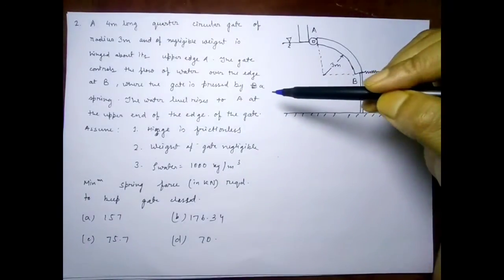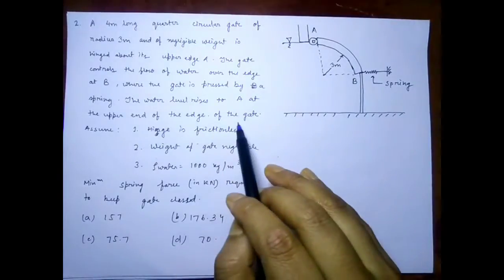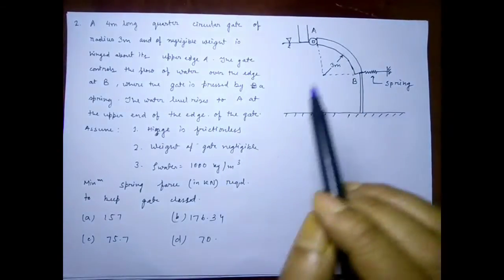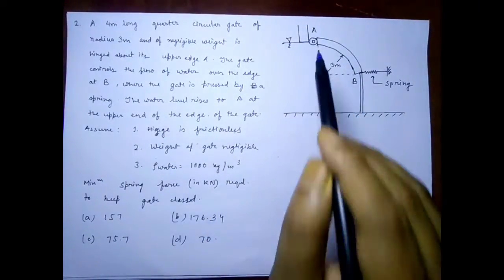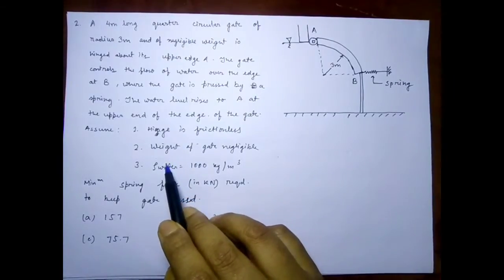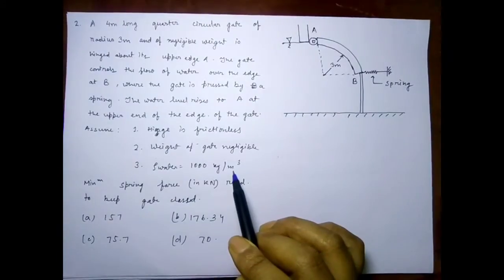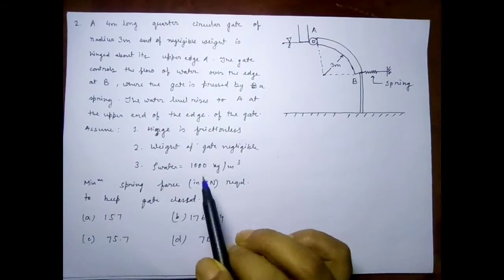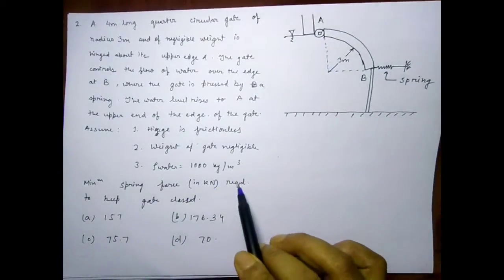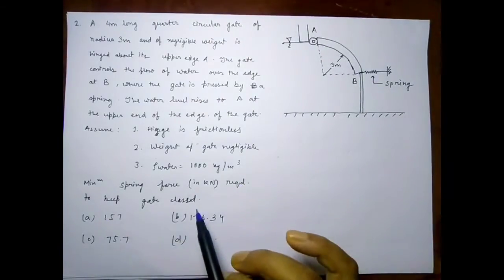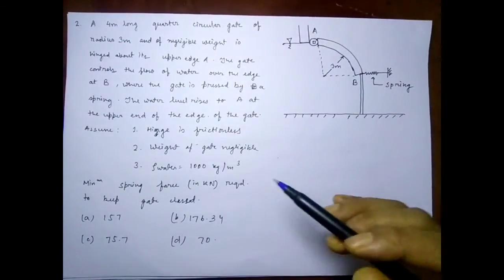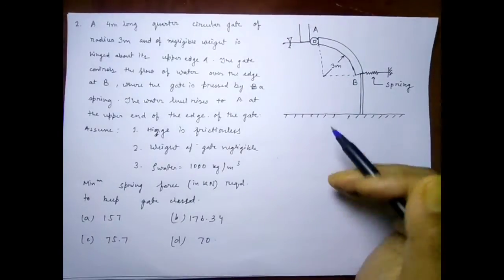The water level rises to A at the upper end of the edge of the gate. Assume hinge is frictionless, weight of the gate negligible, and rho of water is 1000 kg per meter cube. So the minimum force in kilonewton required to keep gate closed is, and we are provided with 4 options.